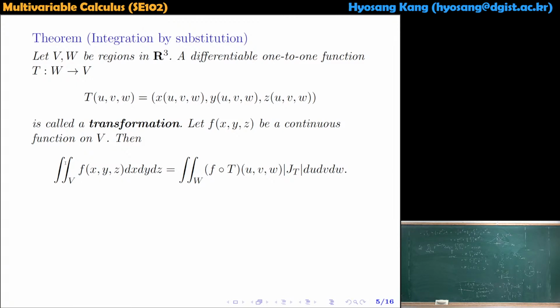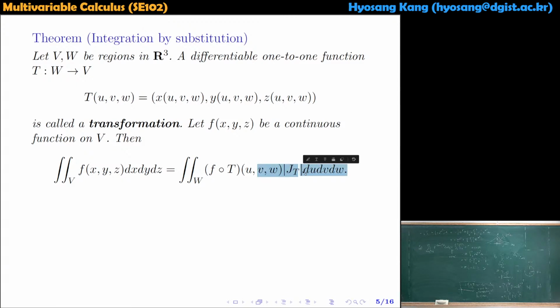So we have a triple integral here. I omitted one integral sign here, but the V is correct. When I compute the triple integral over the region V, I can pull back my region to W, which is the domain of the transformation. And I compute this function. The F composite T is nothing but F, because I'm just using u, v, w to identify x, y, z. But I also need to multiply by the absolute value of the Jacobian of T.